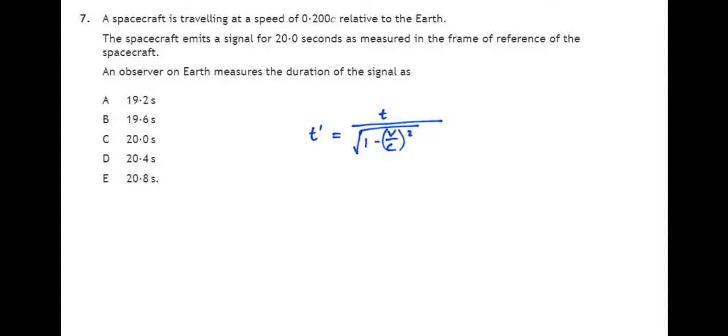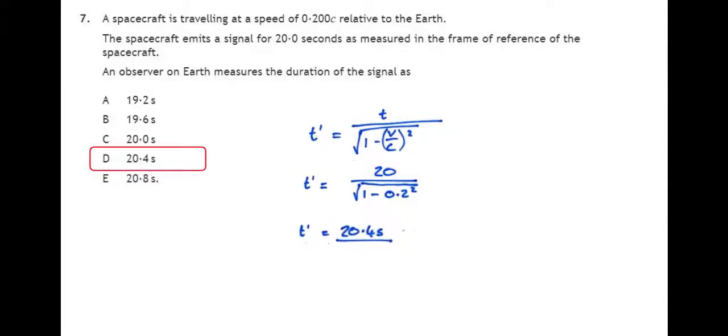People get confused about which one is T and which one is T dash. The T dash is the one that is moving relative to the other one. So in this case, the Earth is moving relative to the spacecraft. The signal being measured in the spacecraft is not moving with the spacecraft. It's effectively stationary with the spacecraft. So it's T dash we're trying to work out here, which, if we put the numbers into that formula, we get 20.4 seconds. Answer D.